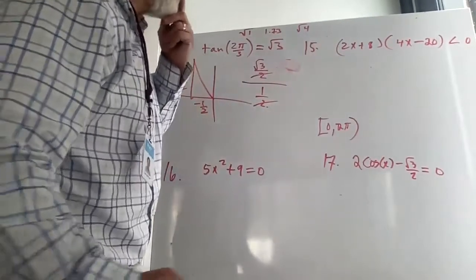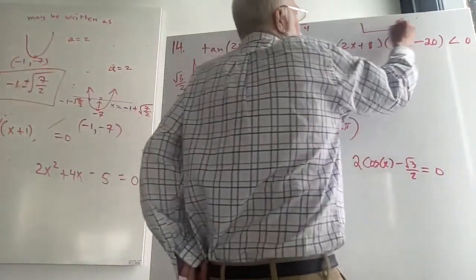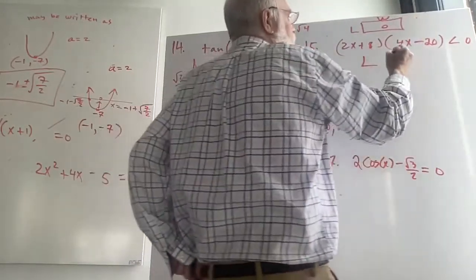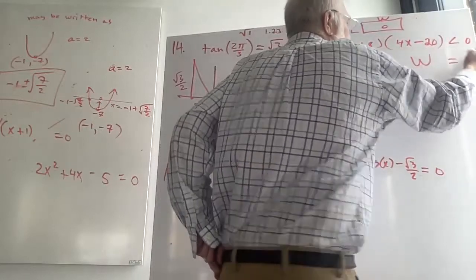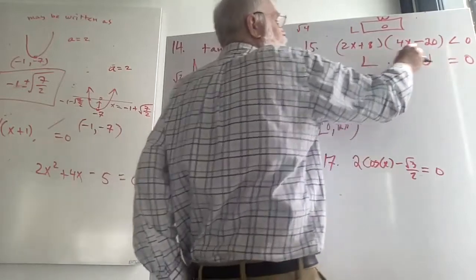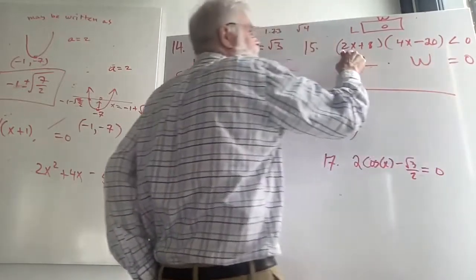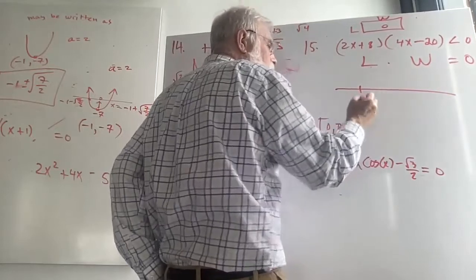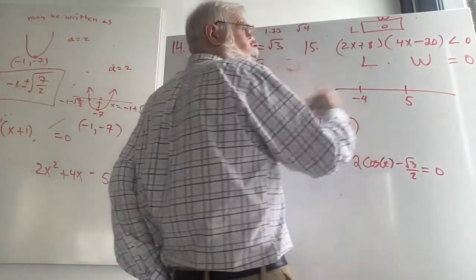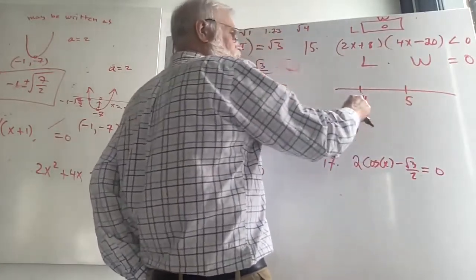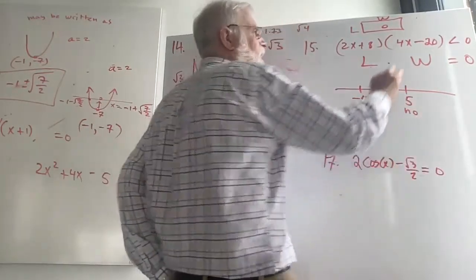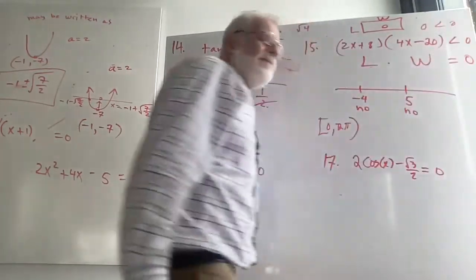15's over here. So we talked about length times width equaling 0. Well, this is kind of in the length times width equals 0 format. Of course, we're doing less than. In order to do less than, you got to find the critical numbers. The critical number for the first parentheses is -4. The critical number for the second is 5. So we got a lot of numbers to consider. Do these numbers work? No, they do not work because 0 is not less than 0.